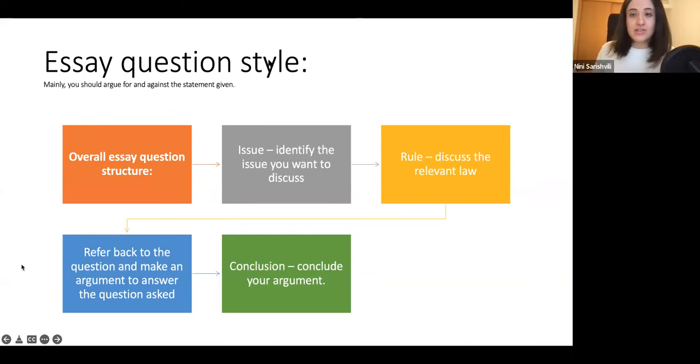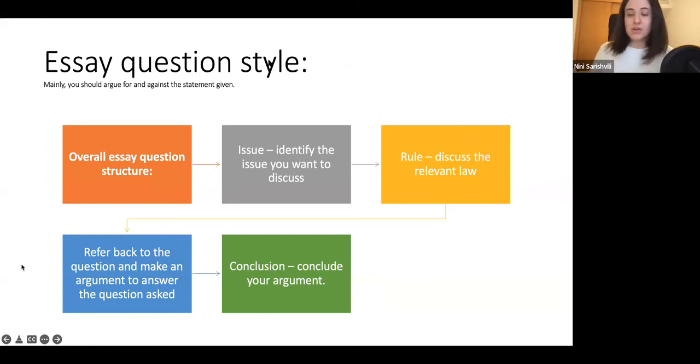An essay question is written a bit differently. In an essay question, you should also state the issue that you are discussing and the relevant laws, but instead of applying it to the facts of the case like you usually do in a problem question, in an essay question you have to refer back to the question and make an argument to answer the question asked.